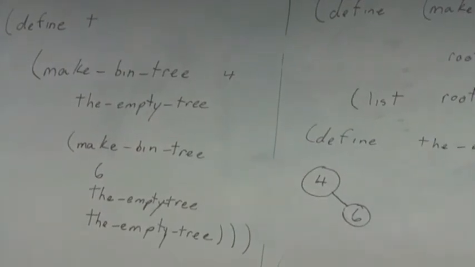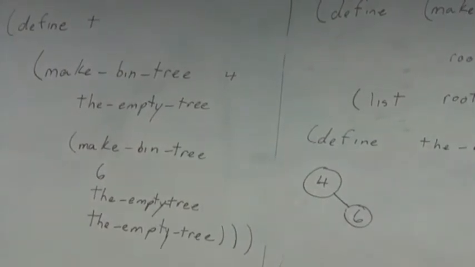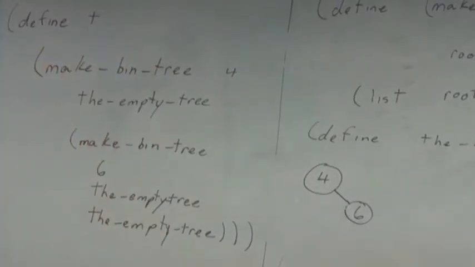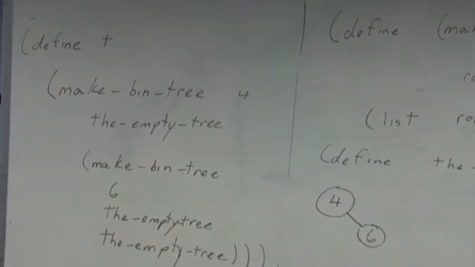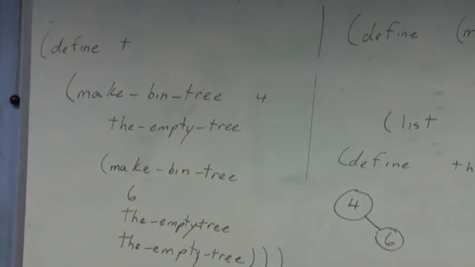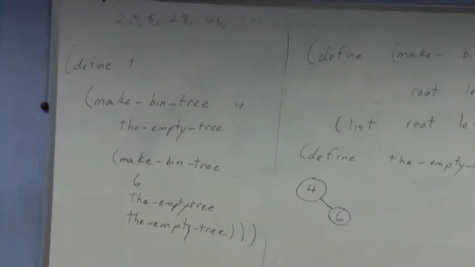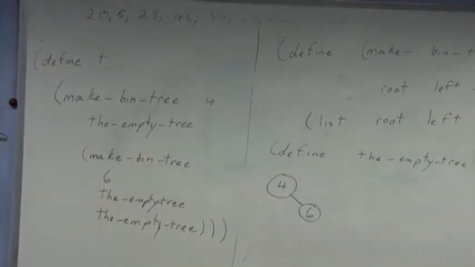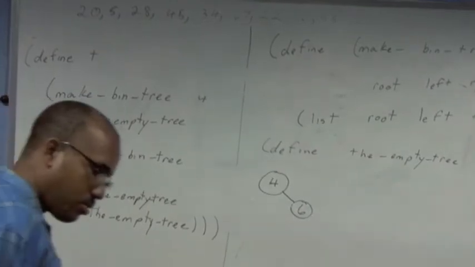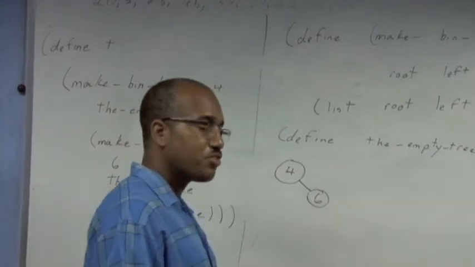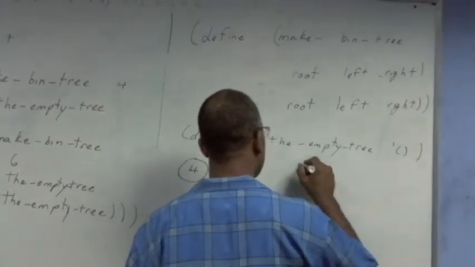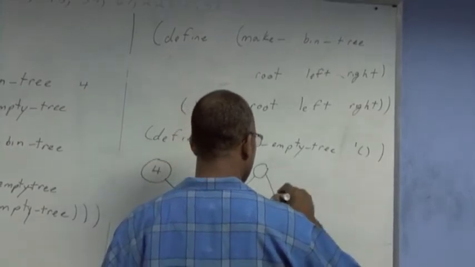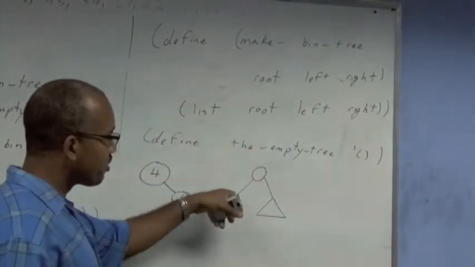So you have make-bin-tree 4, the empty tree. Because 6 is going to be another root, that's why we have it there. Always remember the formal definition of a tree. When you think of a tree, what you're really thinking of is a root and a tree over to the left and a tree over to the right.